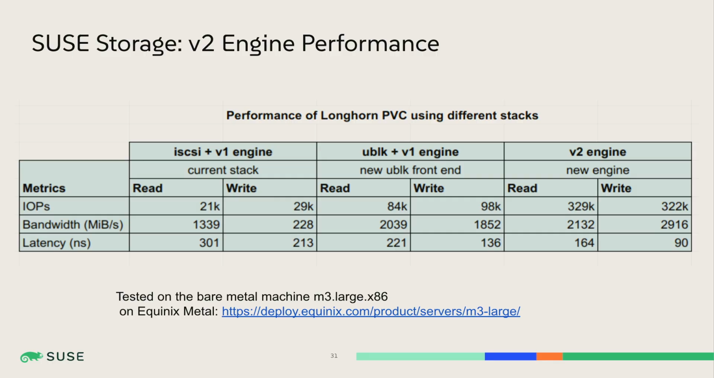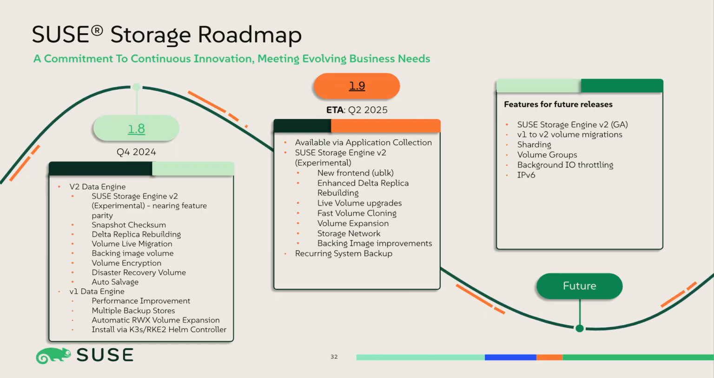That's the reason why we've been including it as a tech preview, even within Harvester. Don't put production workloads in it, but it's such a big step up that it's worth getting your hands on. I want you to be aware of why we're focusing so much effort on getting to this as quickly as possible. Okay, moving on. We're into the roadmap here.